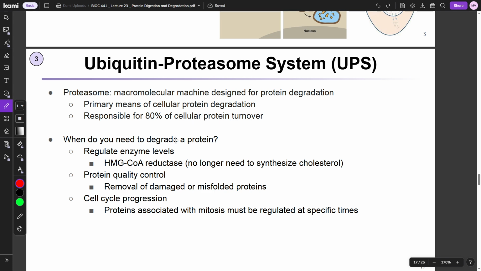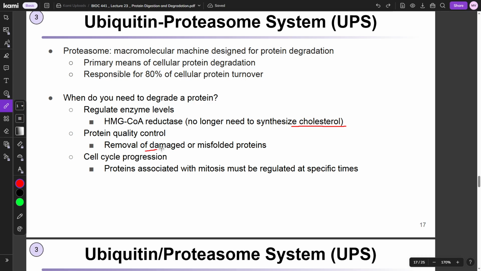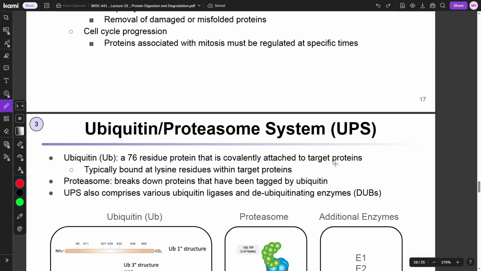So the question is, when do you need to degrade proteins? And the answer to that is, when you're doing regulation, right? So if you don't need to make cholesterol, you can just degrade HMG-CoA reductase. That's an example of that. So for regulation, it's used quite a bit. Basically, if you want to stop a process from happening, you degrade the enzyme that does the process. You can also use it to remove damaged proteins, and you can use it to degrade things that are involved in cell cycles. So if you've ever heard of cyclin-dependent kinases and that kind of stuff, if you're not doing cell cycle, you can just degrade them, right? So that's what you should be thinking about.